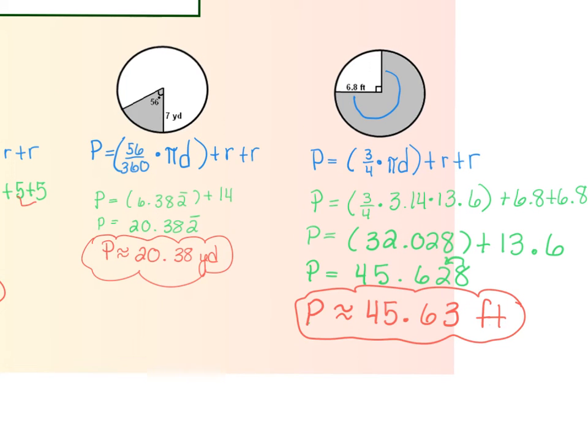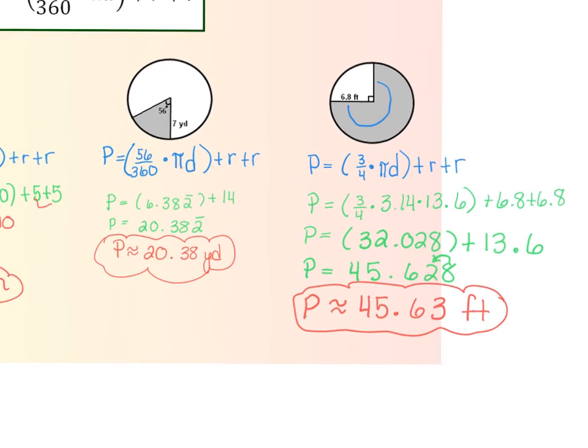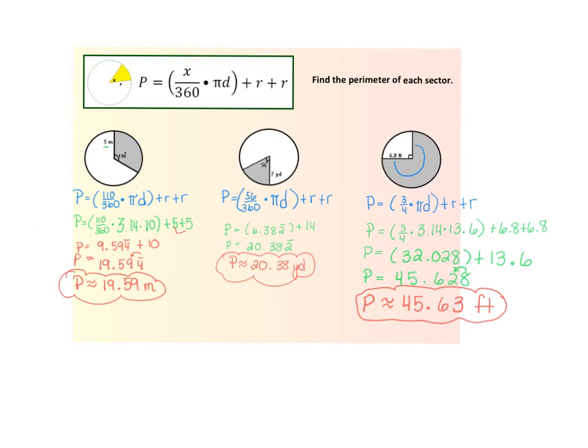All right, so there are the substitutions and solutions for those last two. You'll notice I had to round on the 56-degree one. That 0.382 would round down to 20 and 38/100 yards. On our third example, we had 45 and 628 thousandths, and that is going to round up to 45 and 63 hundredths feet. So that's it for perimeter and area of a sector.